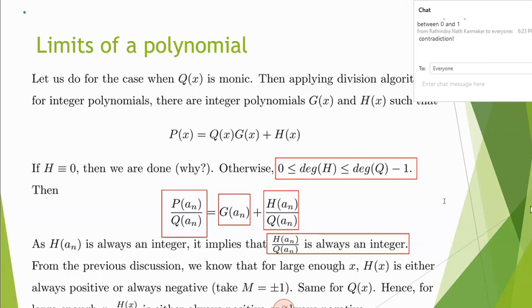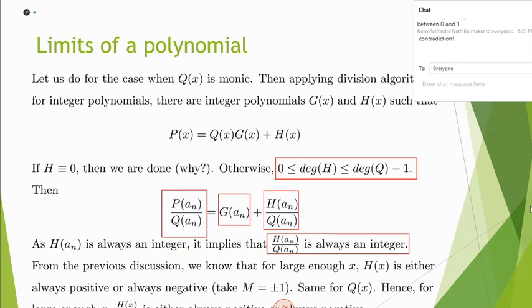So what did we contradict? Our first assumption, the assumption that the degree of h is non-zero, that is, 0 is less than or equal to degree of h, which is less than or equal to degree of q minus 1. Based on this assumption, we arrived at the fact that h of n by q of n is always an integer, because that is equal to p of n by q of n minus g of n, and those are integers. But using the limiting argument, we showed that h of n by q of n is positive for large n and less than 1 for large n. That's why for large n, h of n by q of n lies strictly between 0 and 1. But then there is no integer between 0 and 1, and that gives us a contradiction.